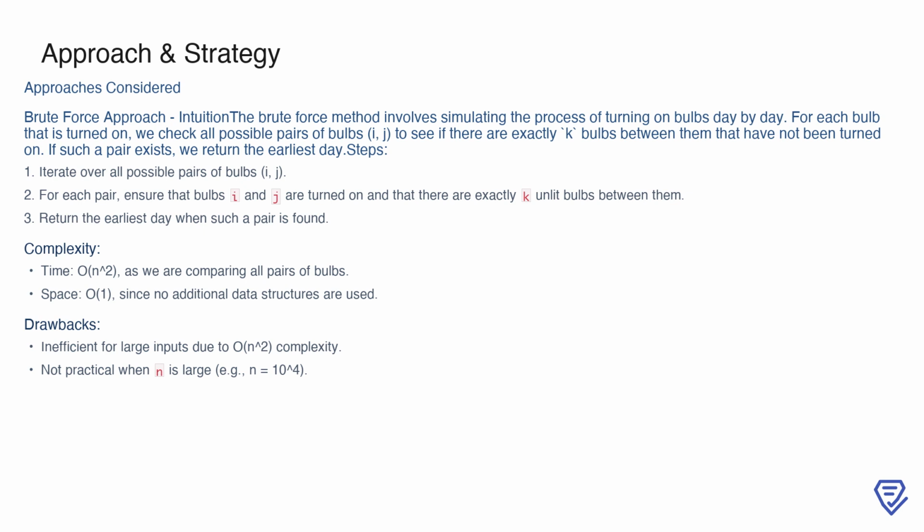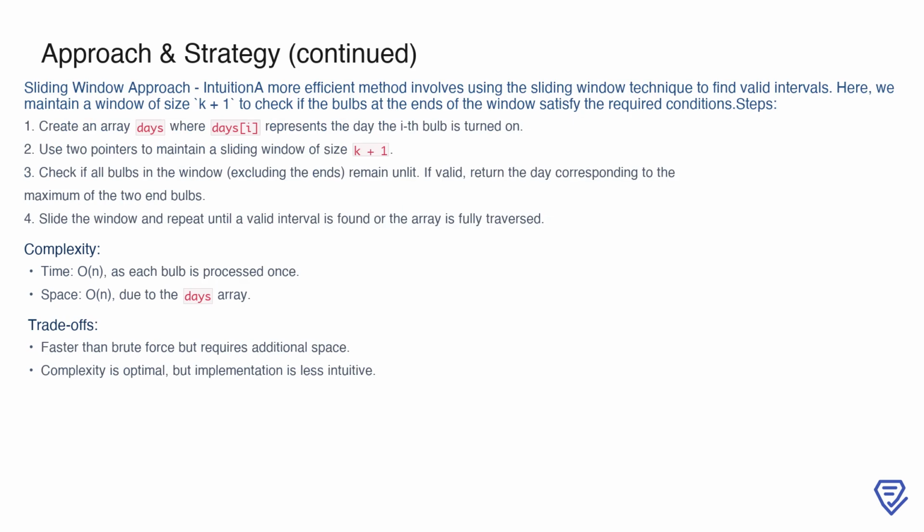Now, to improve efficiency, we can use the sliding window approach. The key idea here is to maintain a fixed size window that allows us to check for valid intervals in a more systematic and efficient manner. First, we construct an array called days, where each entry represents the day a specific bulb is turned on. Next, we use two pointers to define a sliding window of size k plus 1.